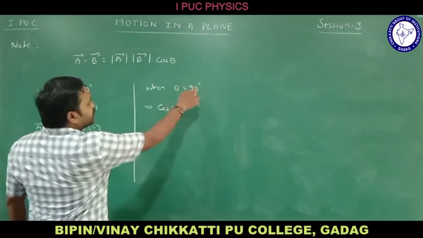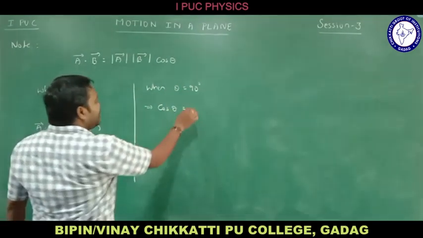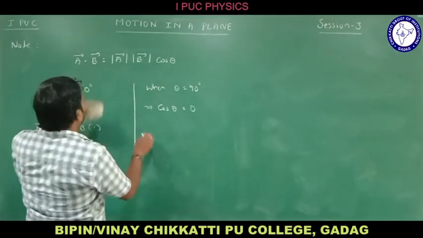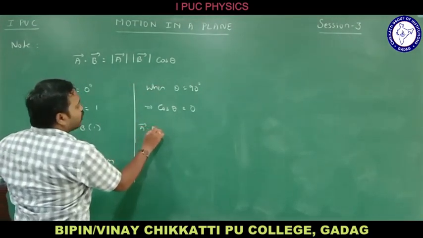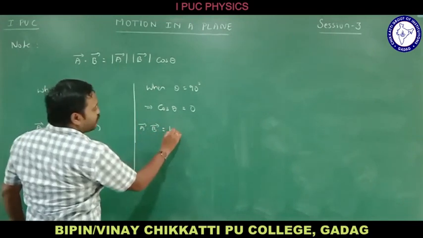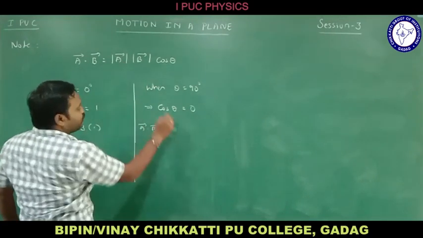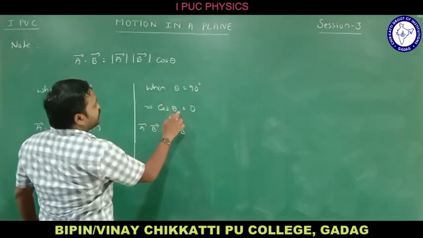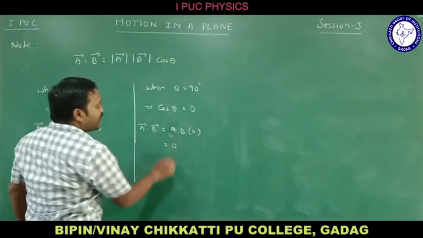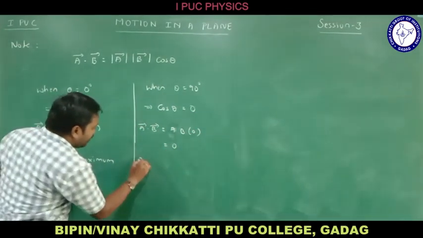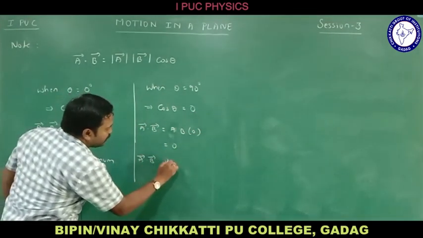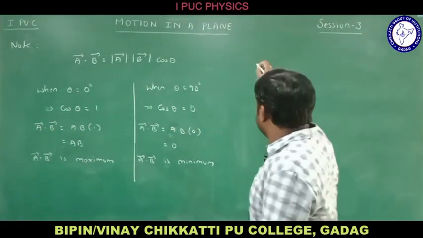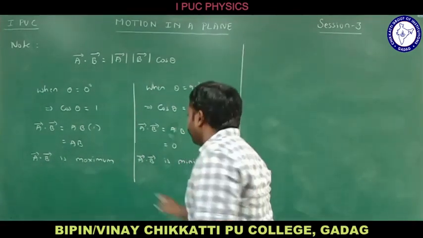If theta is equal to 90 degree, cos theta means cos 90, right? What is cos 90? Cos 90 is 0, right? That is minimum. What do I get if cos 90 is 0? A dot b is equal to magnitude of a, that is a, magnitude of b, that is b, cos theta. What is cos theta? 0. So we get 0. Means a dot b is what we say now? Minimum. Do you understand? So by this we can understand when a dot b is maximum and minimum.